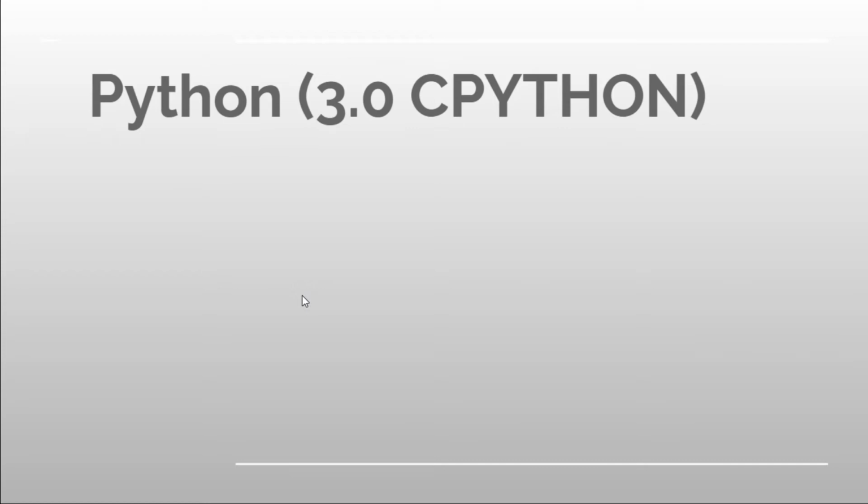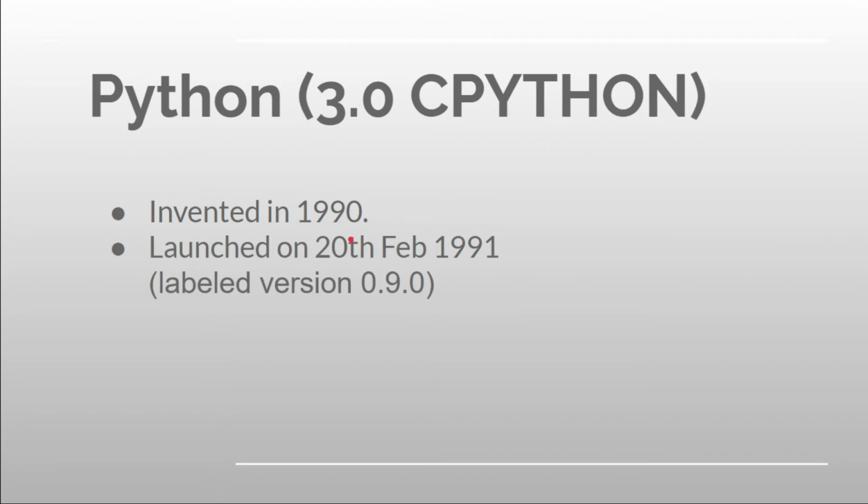Hey there guys, in this course we will learn Python 3. Let's quickly see the introduction to Python. Python was invented in 1990, it was launched on 20th Feb 1991 and the labeled version was 0.9.0. Python was invented by the scientist named Guido van Rossum.